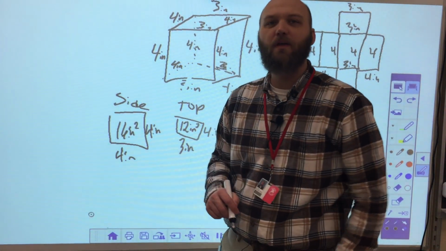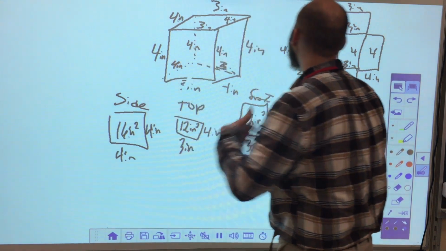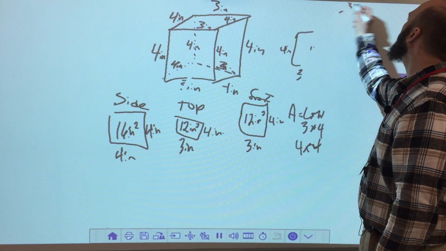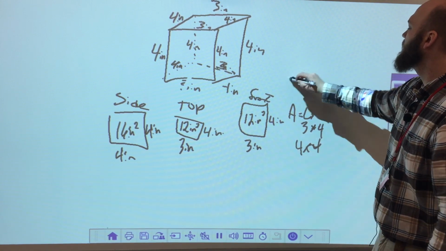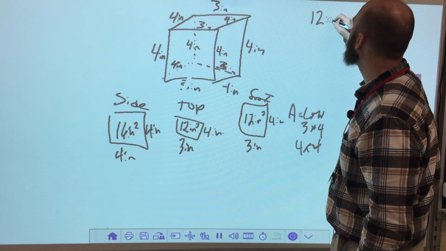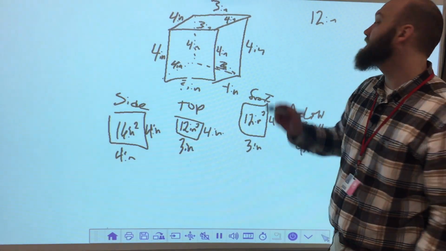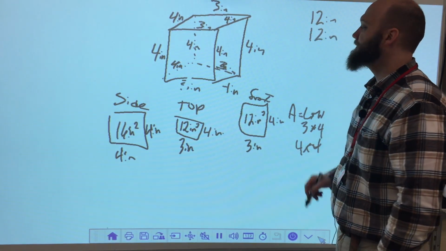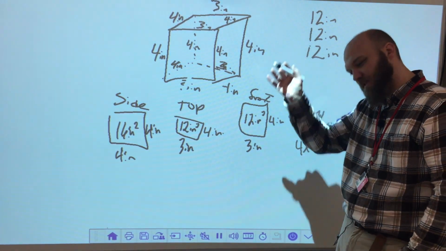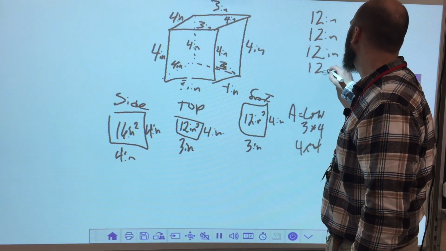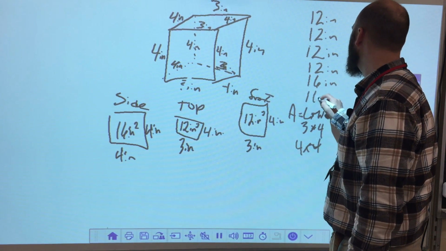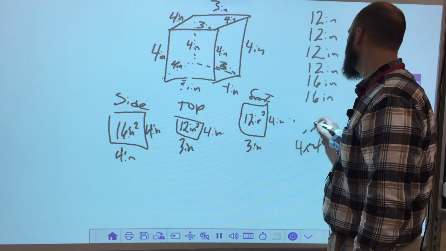inches squared. And so then you ask yourself, okay, so if I know all of this information, I'm going to go ahead and erase this net over here, right? I know all of this information. Then what do I really know? Well, I know that the front is 12 inches. Therefore, the back is 12 inches. I know that the top is 12 inches. So then the bottom is 12 inches. I know that the left side is 16 inches, so I know the right side is 16 inches.